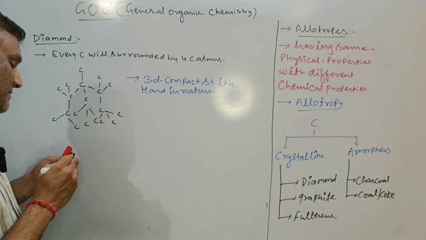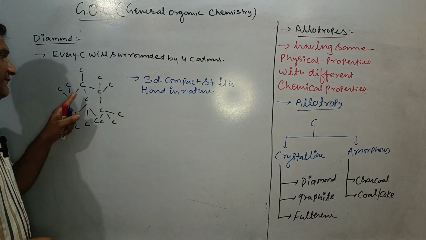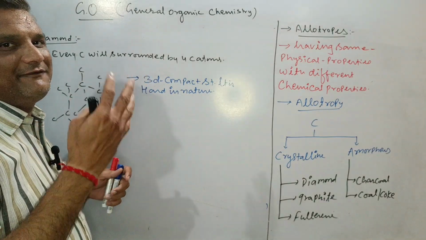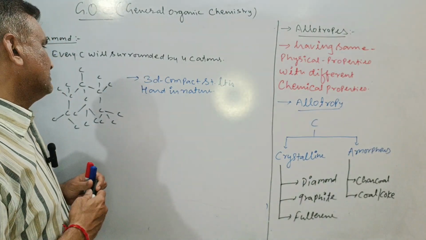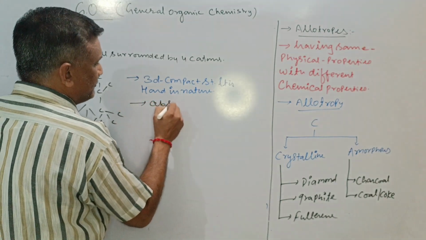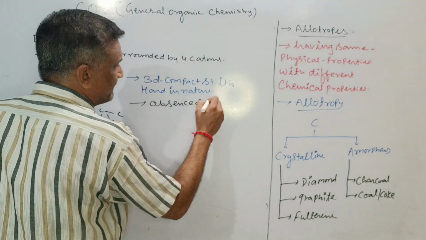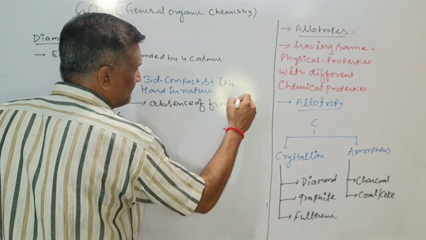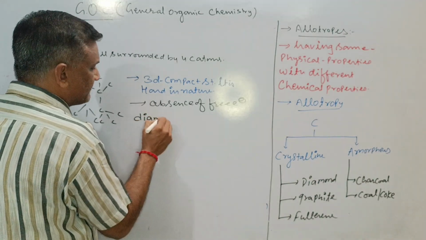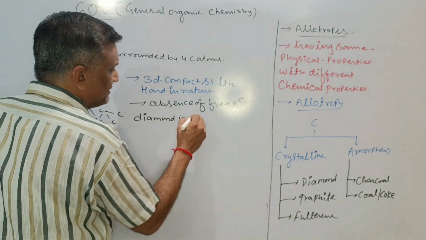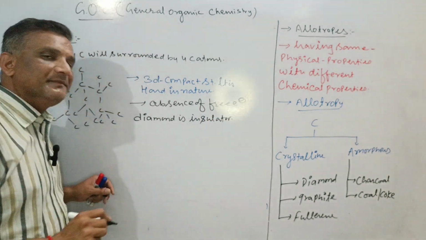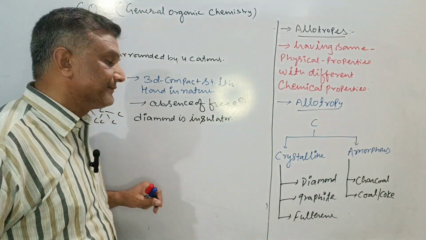Now it's time to discuss conductance. If you go with this carbon, each and every carbon is surrounded by 4 carbon atoms, so no electron is free. So due to the absence of free electrons, diamond is an insulator of current, meaning no current flows.